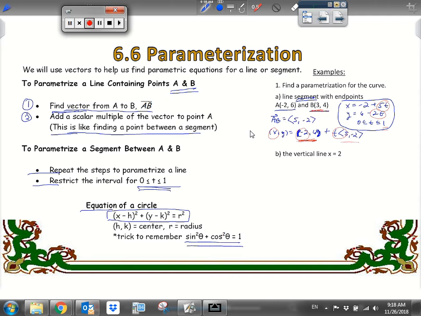It's a vertical line at x equals 2. So let's just think about the Cartesian equation for a minute. We have x equals 2. We've got a vertical line. We really need 2 points. We need 2 points on a line to be able to write a vector, and then therefore write the parametric. So I chose 2 points. You would need to choose 2 points.